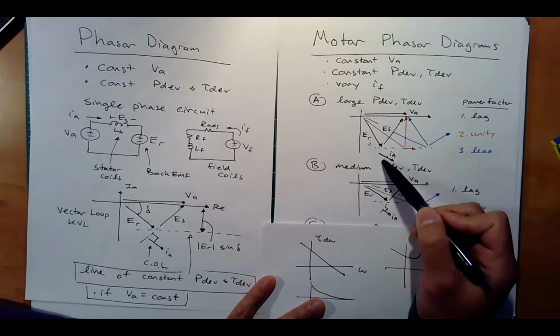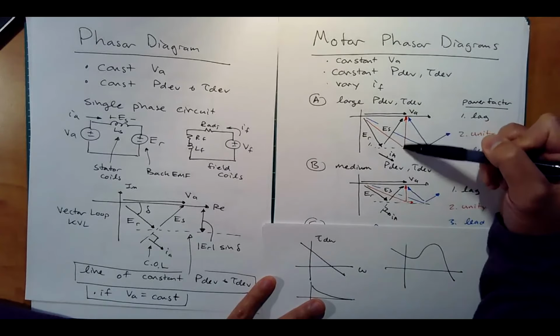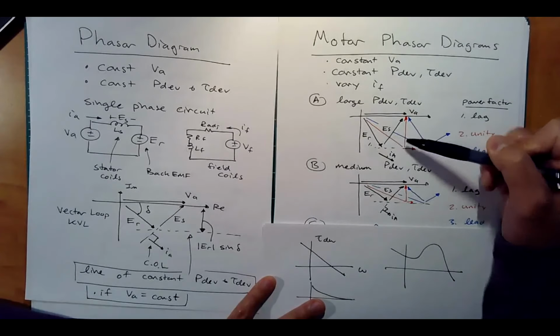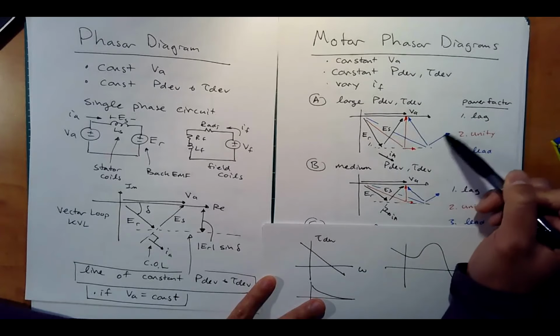And also notice the length of IA. Here, IA is big because this is bigger, but here by complex Ohm's law, since ES is a little smaller, IA actually gets a little smaller. And then here, as you get to leading, IA gets bigger again.